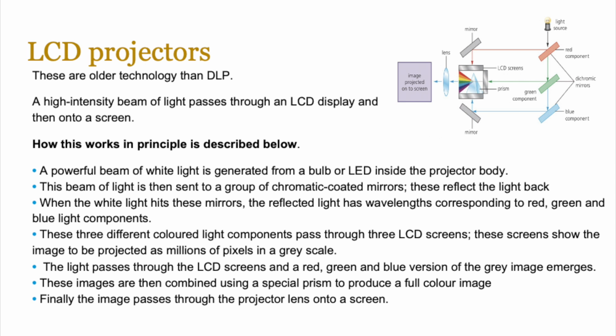These three different colored light components pass through three LCD screens, and these screens show the image to be projected as millions of pixels in a grayscale. The light passes through the LCD screens and a red, green, and blue version of the gray image emerges. These images are then combined using a special prism to produce a full color image. Finally, the image passes through the projector lens onto a screen. So this process is very complicated as the underlying technology is very old.